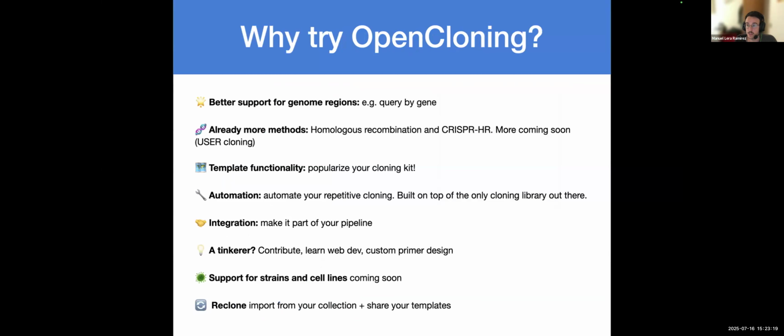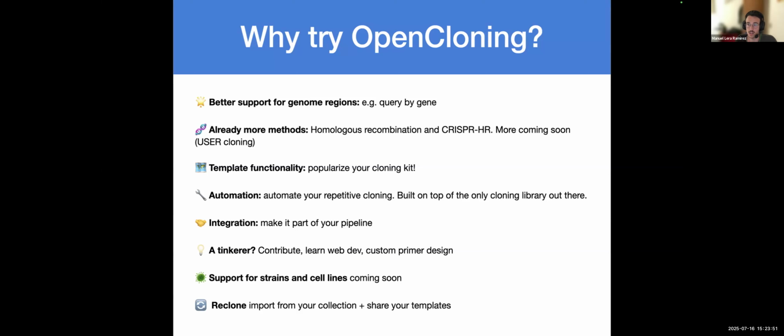So that's it. My final slide is: okay, you've heard all of this. Why would you try OpenCloning when you already are using something else? I think where it shines is it has better support for genome regions. As you saw, you can query by gene and get the sequences from the NCBI very quickly. It already has more methods than SnapGene and Benchling. It has everything that SnapGene has, plus homologous recombination, plus CRISPR, and also Cre-lox, which is not there.